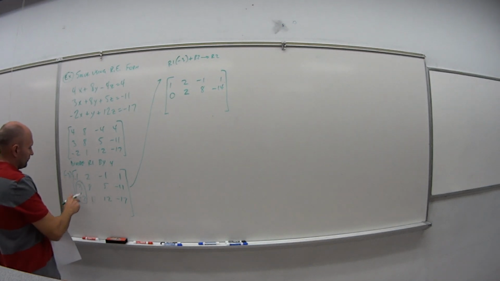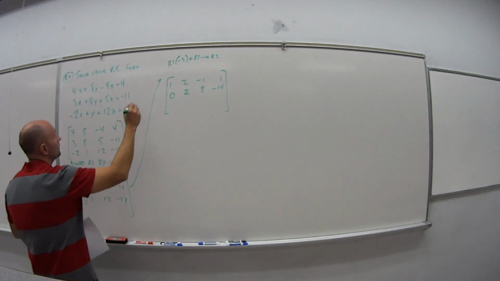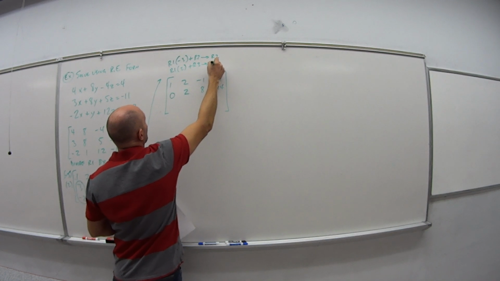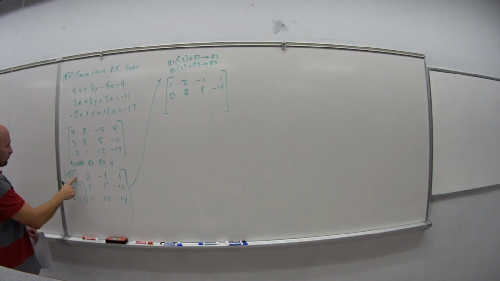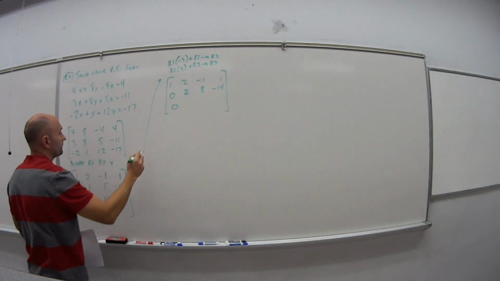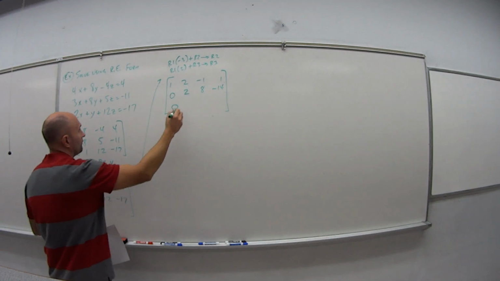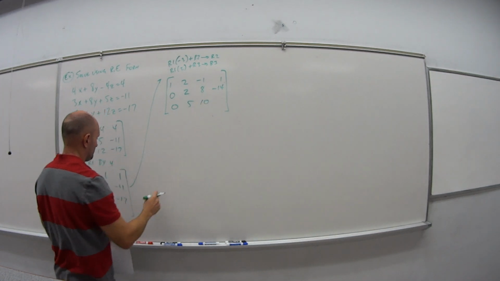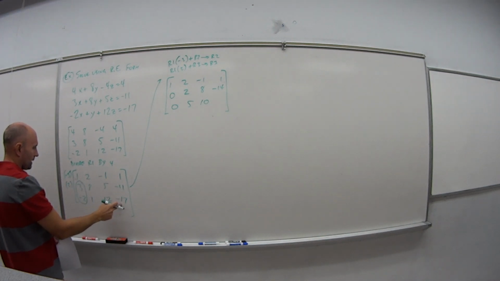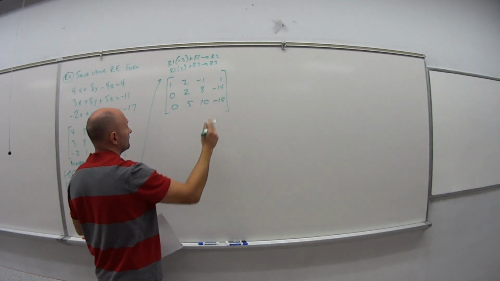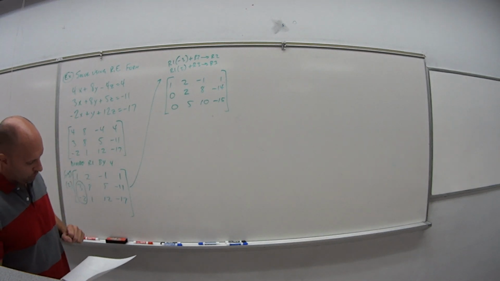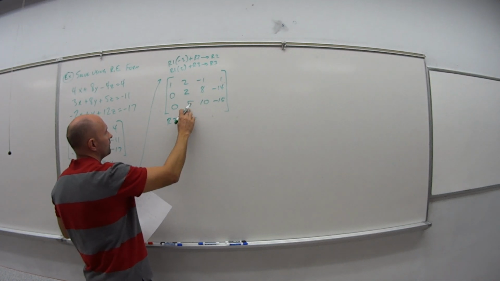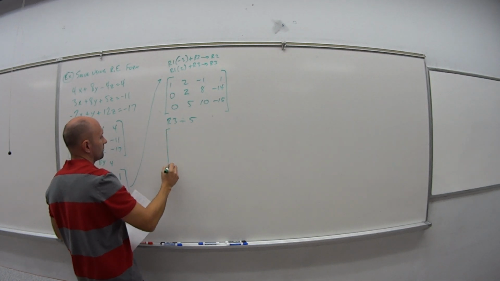Now I want a 0 down here, so I'm going to multiply by positive 2. So row 1 times 2 plus row 3 gives me a new row 3. So 2 times 1 is 2 minus 2 is 0. 4 plus 1 is 5. Negative 2 plus 12 is 10. 2 minus 17, negative 15. So that's good. I see that I can do what? I can divide row 3 by 5. That'll get me a 1, and then I can switch these guys.